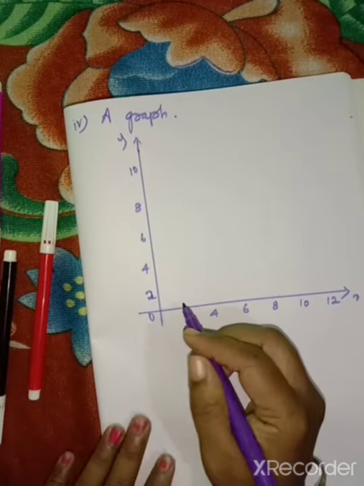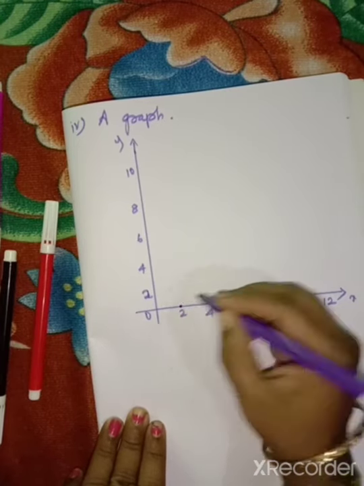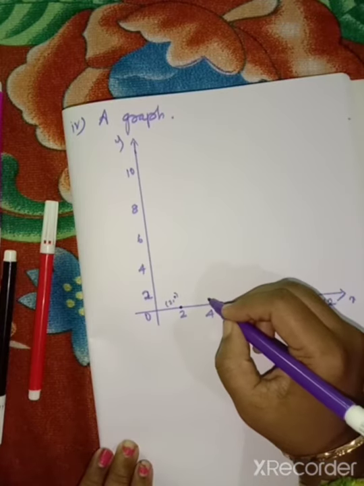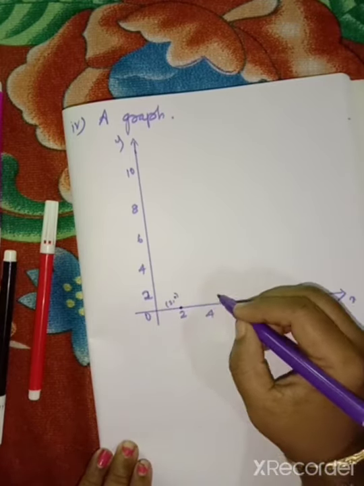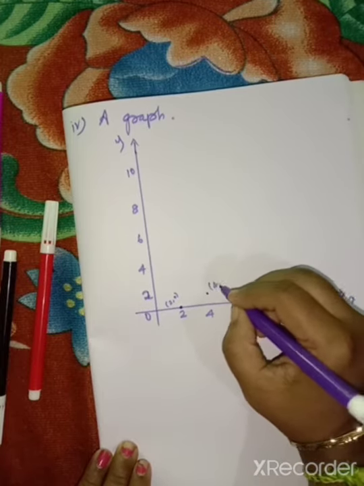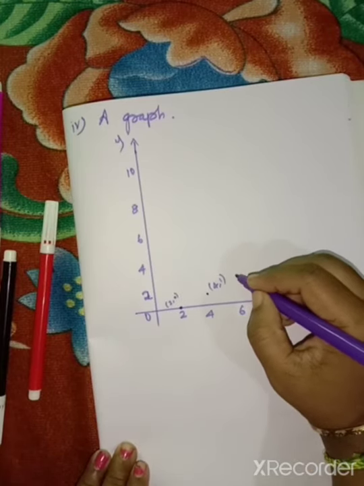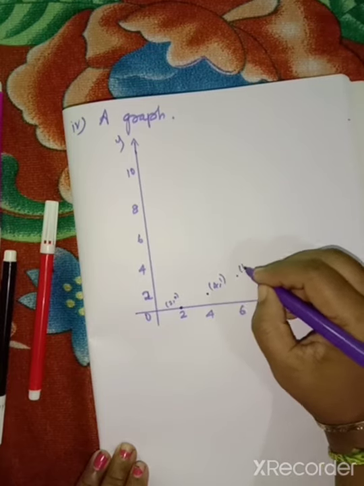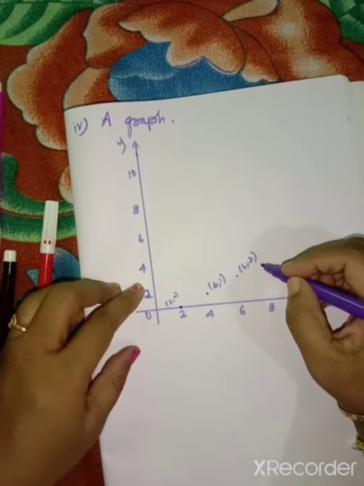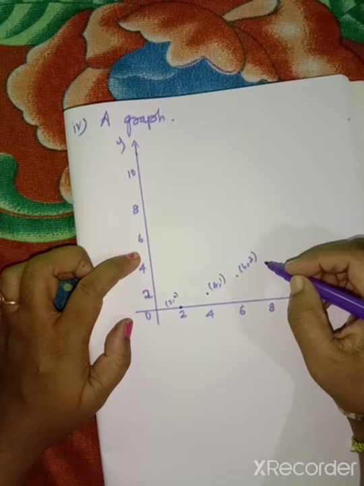So for 2 we find 0, that means it is on the same x-axis. This is the point 2, 0. Then 4 is 1, so in between 0 and 2 is the point 4, 1. Then 6 is 2, so 6, 2. Then 8 is 5. So 5 you have to draw in between, that is between 4 and 6.